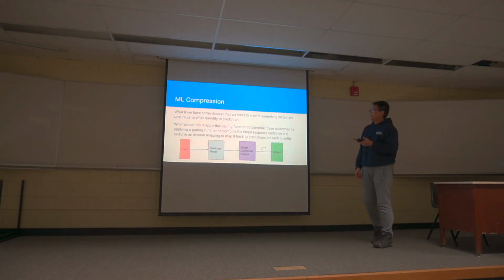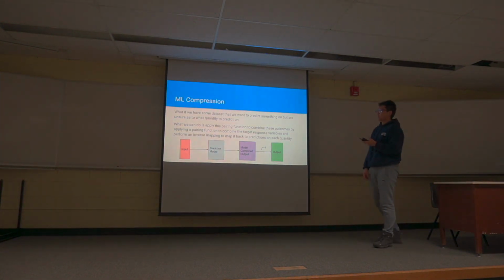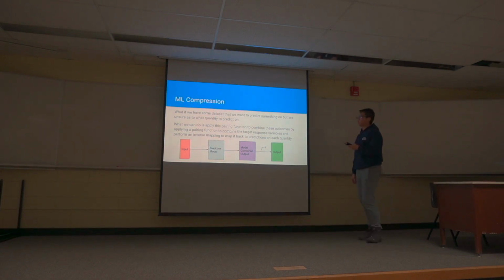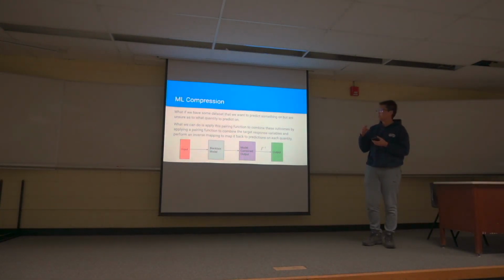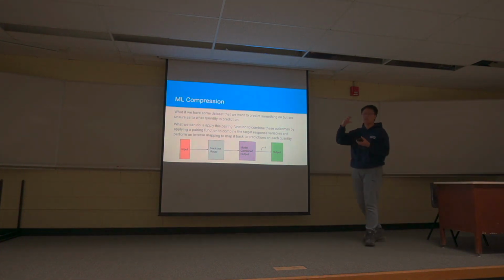All right, cool. One other nice use case is ML compression. Say we have some data set that we want to predict something on, but we're not really sure what we want to predict. A really cool idea that was explored in one of the papers is that you can take multiple variables that you want to predict on, and then combine them using this Cantor function.